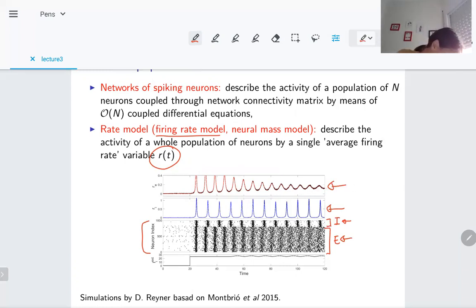As you can see also from the raster plot, the oscillations become less and less intense or marked. And in general, it is not possible to have a differential equation that describes exactly the behavior of a spiking network.